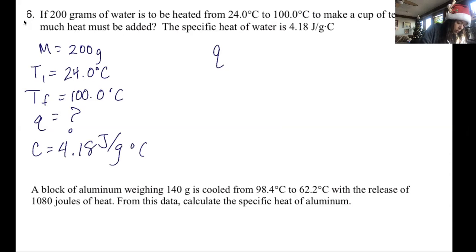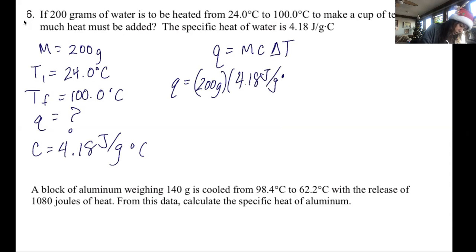All right, Q equals MC delta T, as is evident by the data we're given. We need Q, 200 grams, specific heat 4.18 joules per gram degrees Celsius. Change in temp, 100 minus 24 is 76.0 degrees Celsius. Look at that. I really chose this just to look at the units. Grams on top, grams on bottom, those will cancel. And degrees Celsius on top, degrees Celsius on bottom, those will cancel. We are left with joules. We were solving for Q.